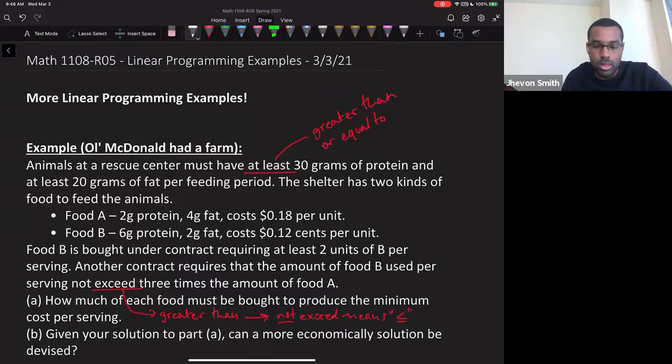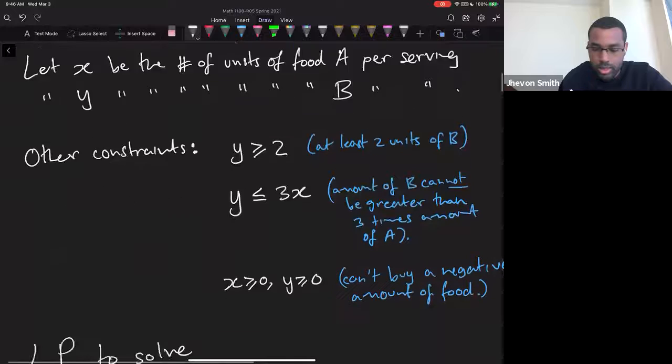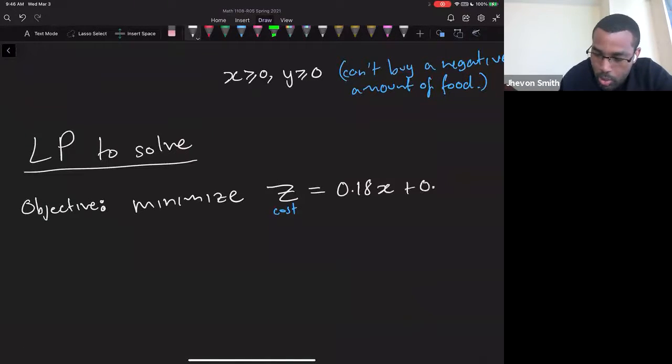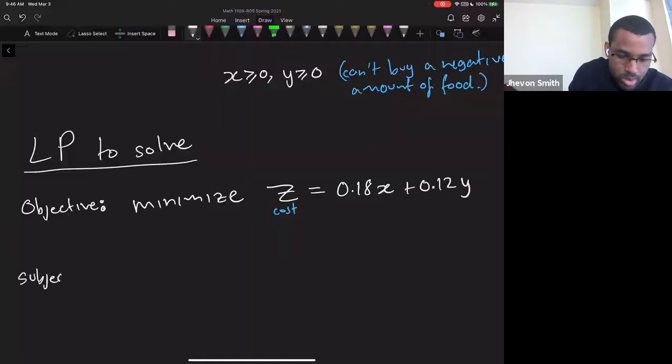So 0.18 x plus 0.12 y. Because you're buying units of x and y, the cost is going to be that. Notice that that's a linear function. And we have subject to some constraints.